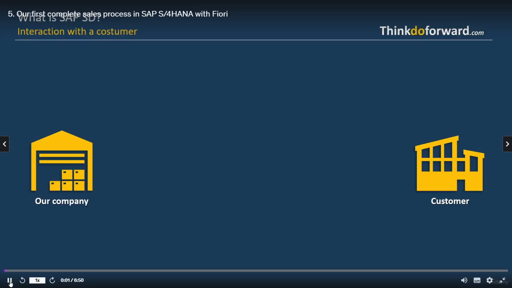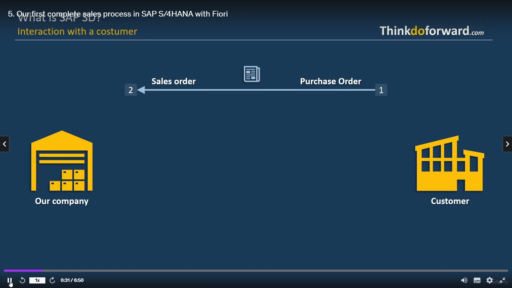If we have a look at the interaction between our company, which is located here on the left-hand side of the screen, and the customer, let's have a quick view on this interaction to understand what SD is working on. So what are the tasks of the SD module? Let's start with the first topic.